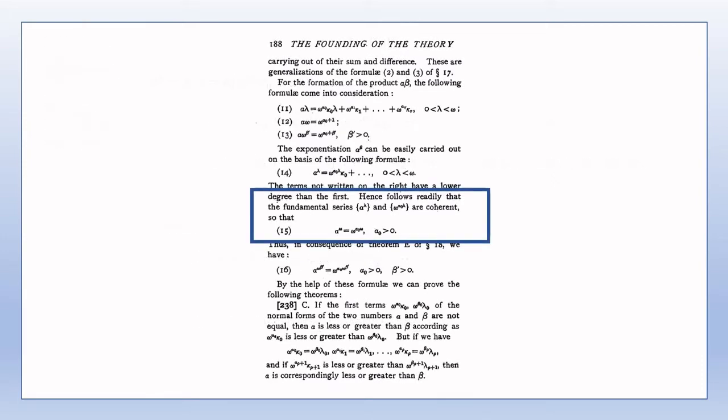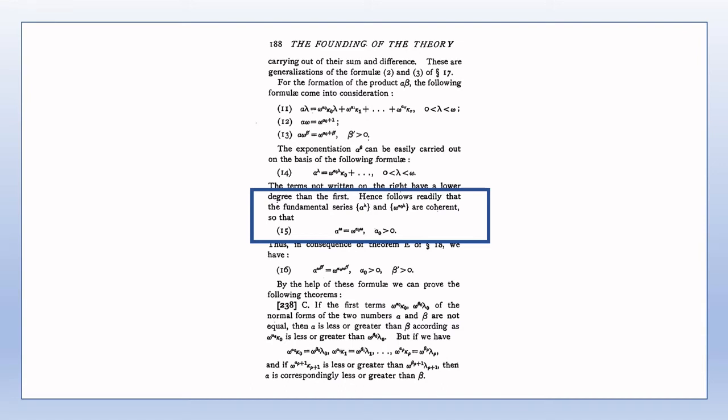It can be seen from point 14 that the degree of alpha to the power of lambda is alpha naught times lambda. Thus, for any given term, omega to the power of alpha naught times lambda naught of the fundamental series, omega to the power of alpha naught times lambda, there will be terms of the fundamental series alpha to the power of lambda which are greater than omega to the power of alpha naught times lambda naught, namely, whenever lambda is greater than or equal to lambda naught.